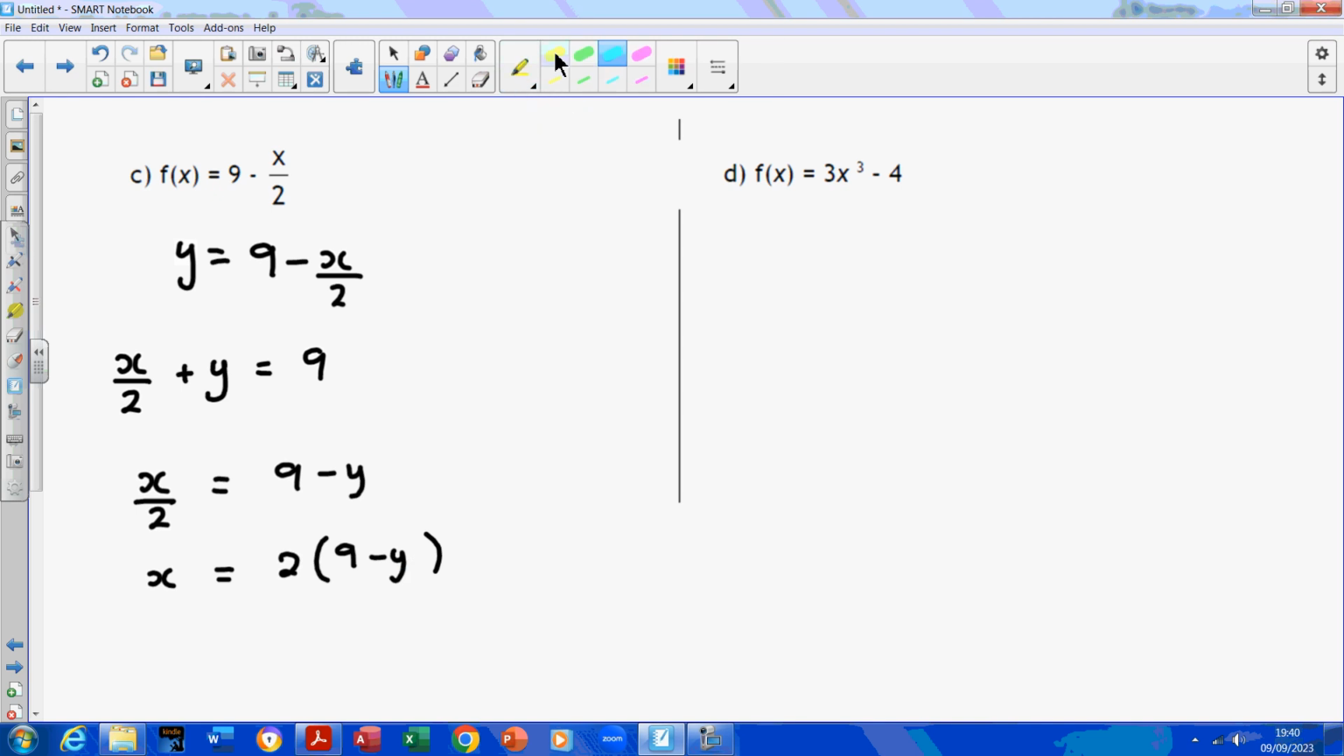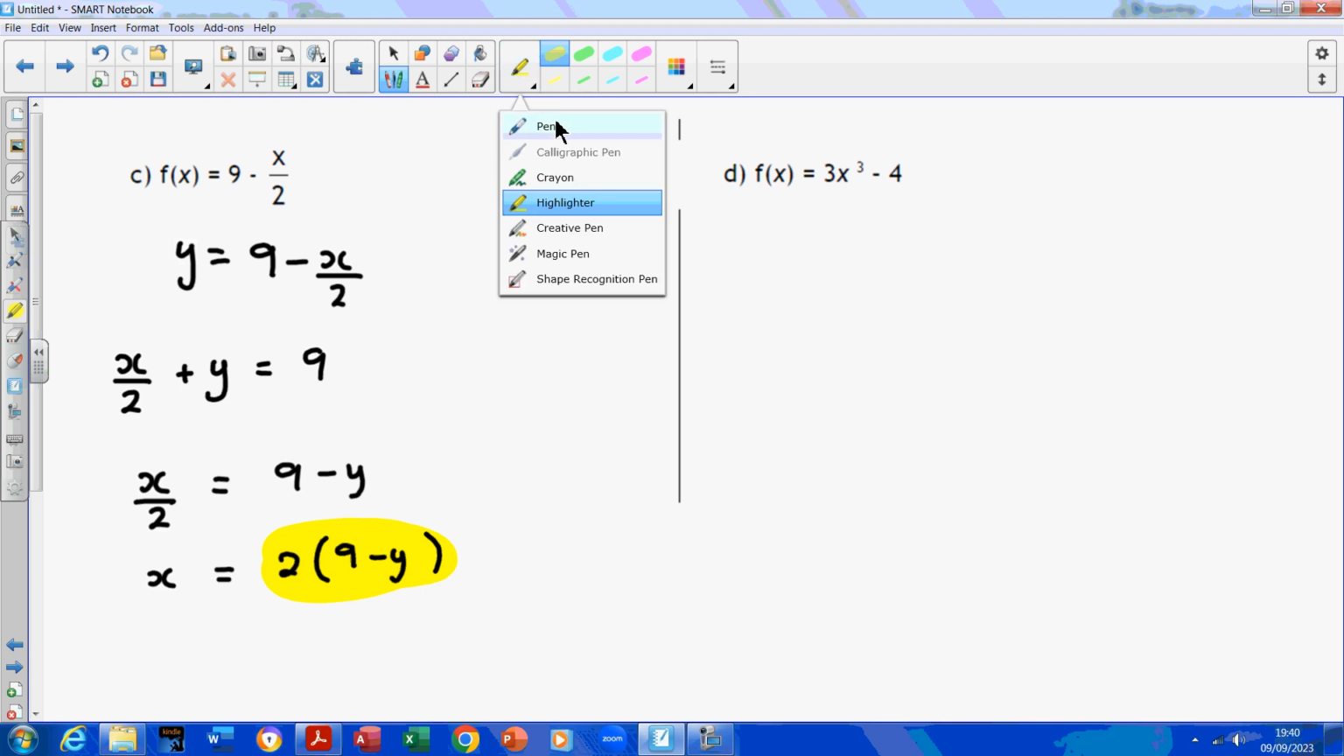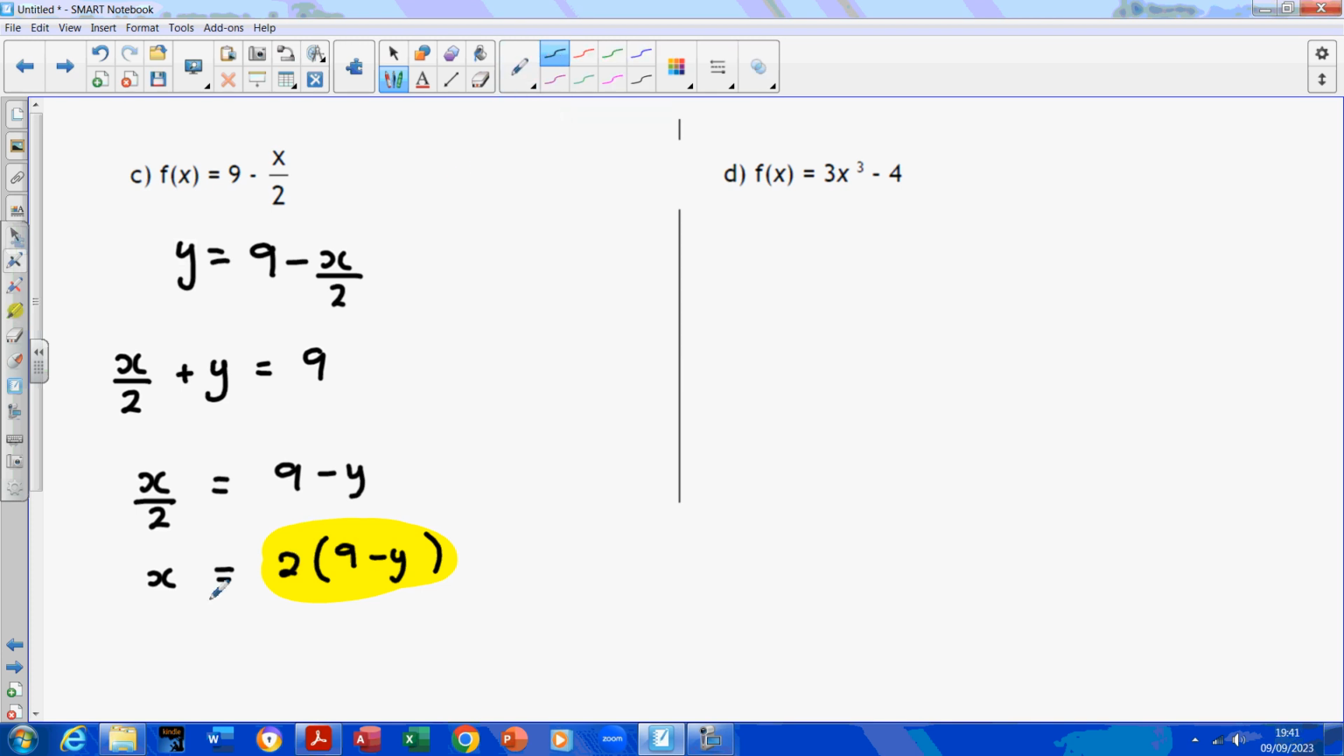So that is the answer sitting there. All I have to now do is to write down the function. So that means that f inverse of x, I don't want the y's in the answer, I want x's in it, is 2 times 9 minus x.